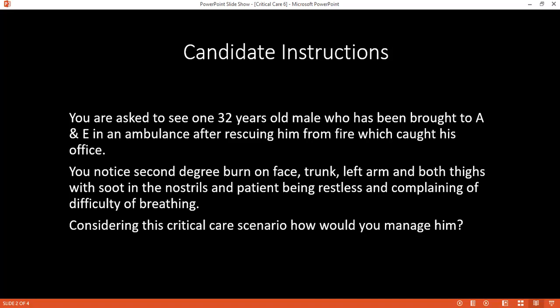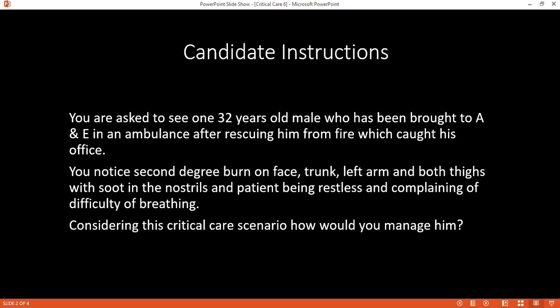Okay, so it will be 9, 18 for the thighs and 18 for the trunk, 36. Face 9 as well. Alright, good. Considering that the patient has soot in the nostrils, what does it tell you? Where should you be managing this patient?